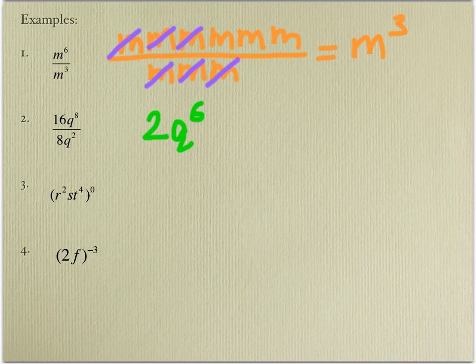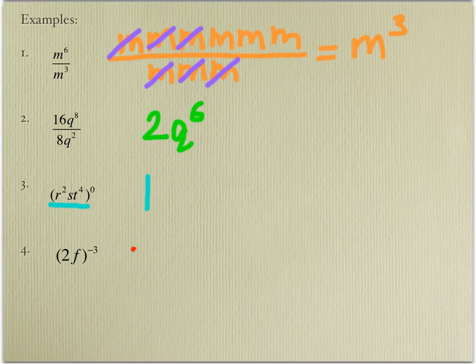Next example, that 0 exponent deal. Remember, it doesn't really matter at all what's in the parentheses. As long as anything is taken to the 0 power, your answer will always be 1.